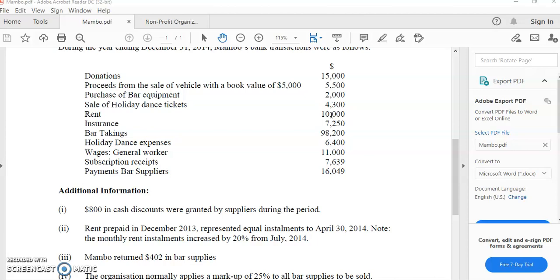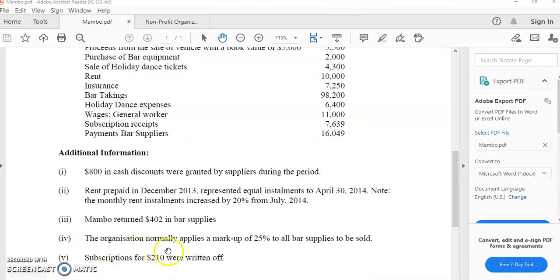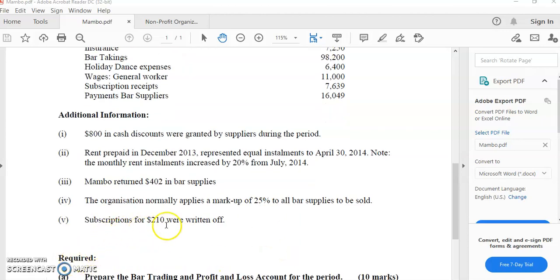Number three, Mambo returned $402 in bar supplies. Number 4, the organization normally applies a markup of 25% to all bar supplies to be sold. And number 5, subscriptions for $210 were written off.